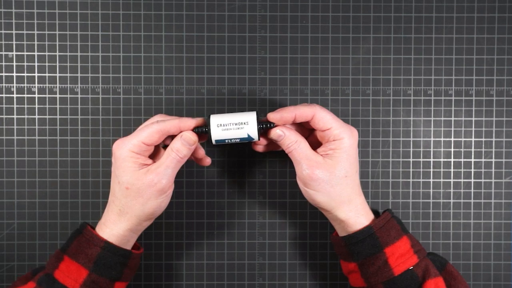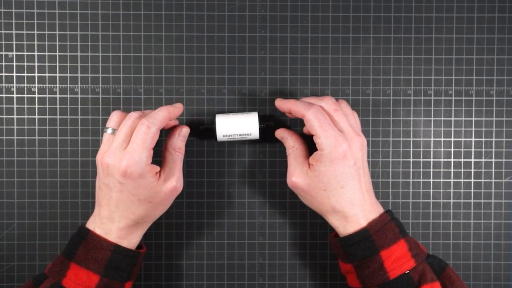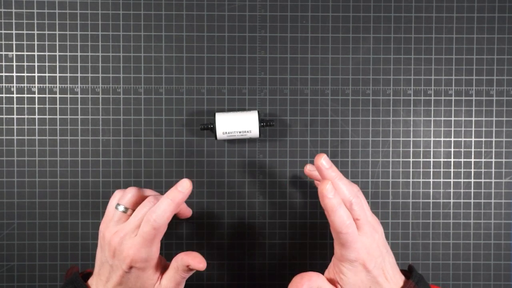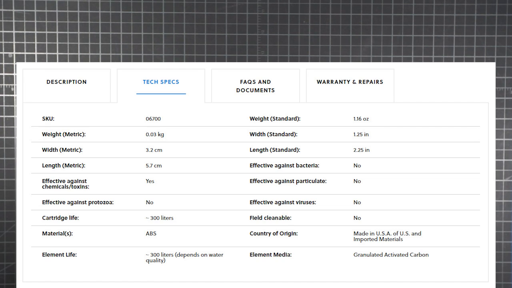Platypus makes a carbon element for their Gravity Works system. It's an inline filter that connects with the standard water hoses of a bladder, gravity, or a squeeze system. It's marketed to help remove flavors and odors from water, which is the jargon of NSF 42's aesthetic effects. But under the tech specs, Platypus also says the element is effective against chemicals and toxins, sounding more like NSF 53. No claim of certification is made, however, and no datasheet is provided.